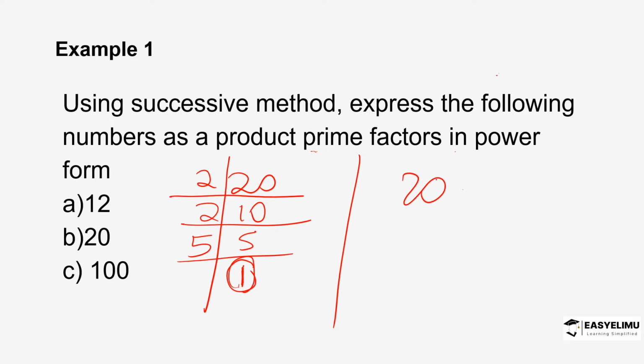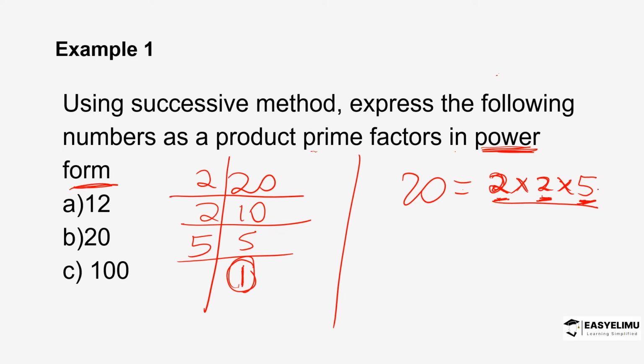Of course now 20 can be written as 2 times 2 times 5. This is what we call a product of the prime factors of 20. In this case, the prime factors are 2 and 5, so we have 2 by 2 by 5. But there is additional information given, that we are supposed to express the number as a product of its prime factors in power form. So take note of the power form.